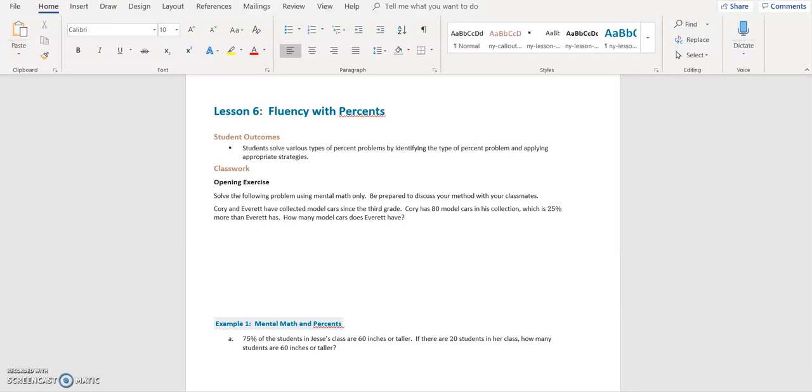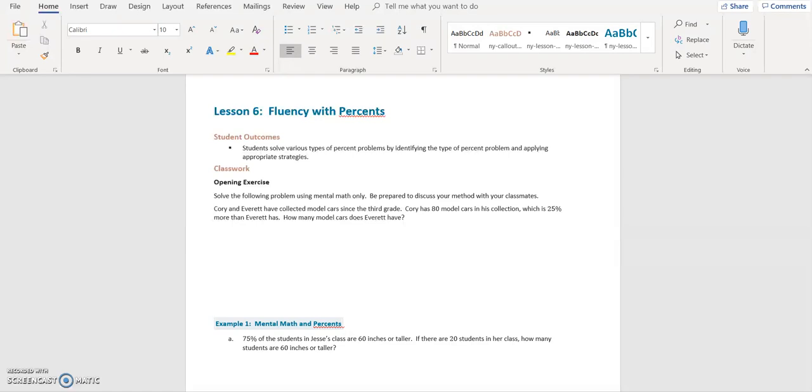Our opening exercise this morning was to solve the following problem using mental math only. Be prepared to discuss your method with your classmates. Corey and Everett have collected model cars since the 3rd grade. Corey has 80 model cars in his collection, which is 25% more than Everett has. How many model cars does Everett have?